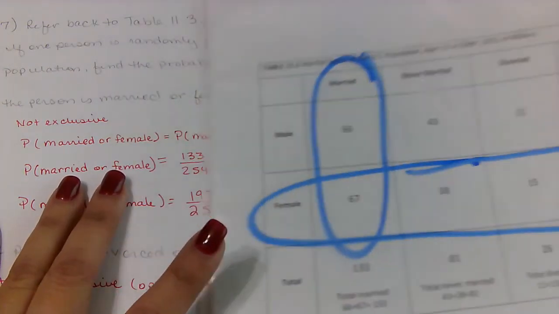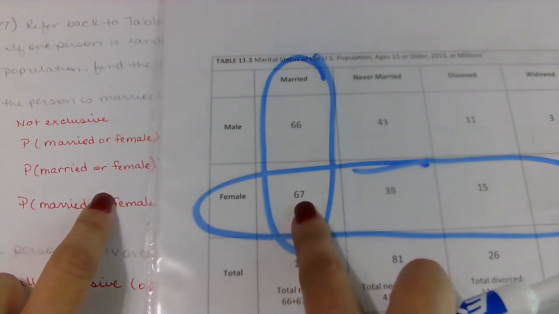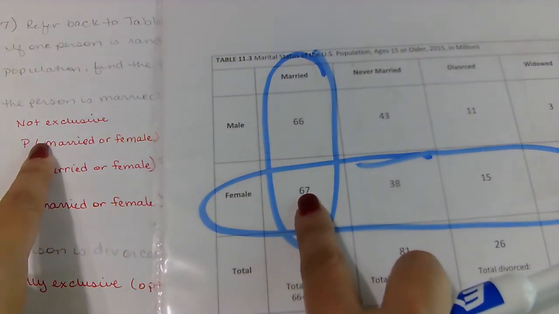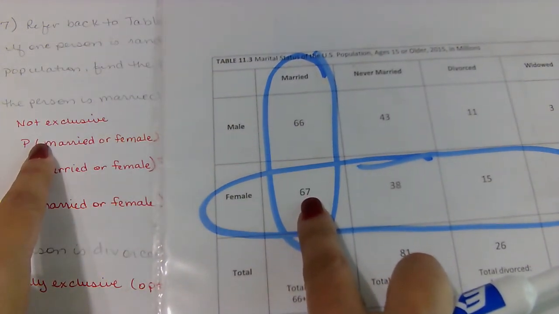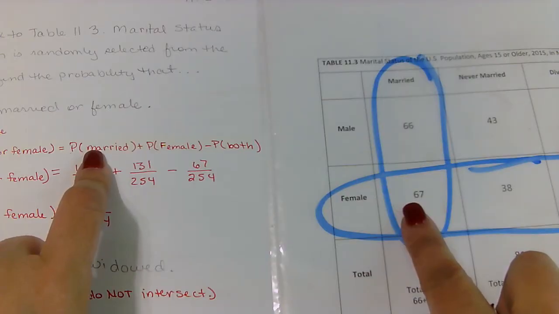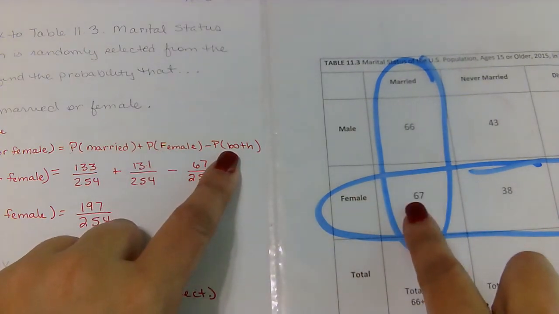The easiest way to look at this is if you have any kind of number that is double circled, this is considered not mutually exclusive. So here it's not going to be mutually exclusive because we circled it for being married and also for being a female. Probability of being married plus the probability of being a female minus the part that I've circled twice.